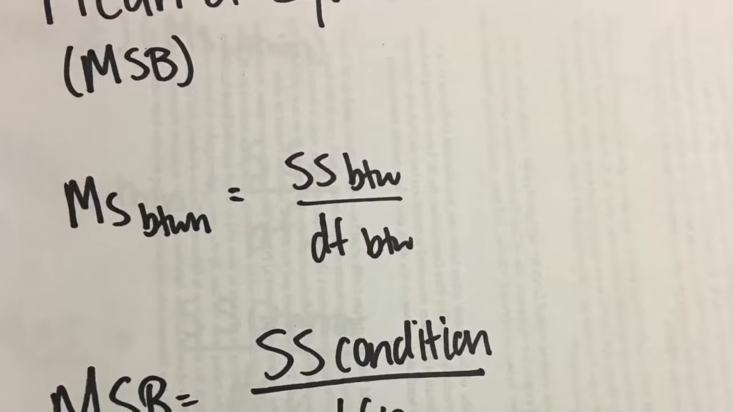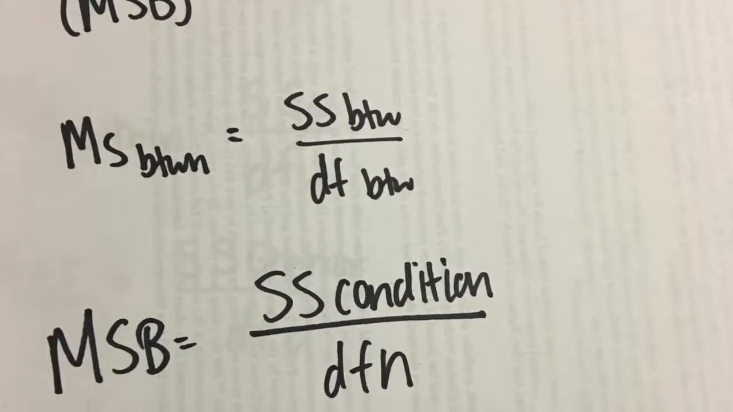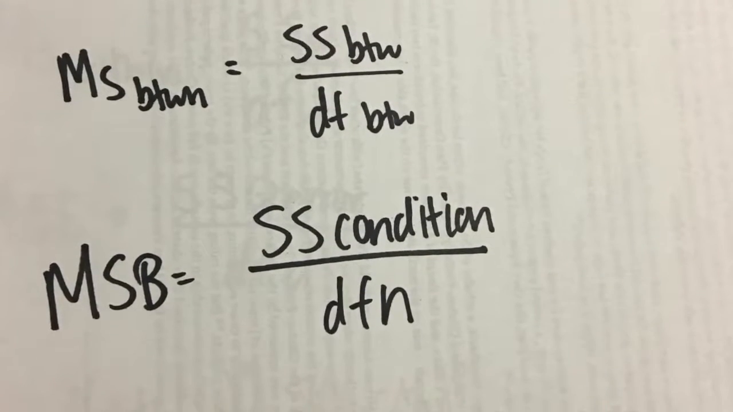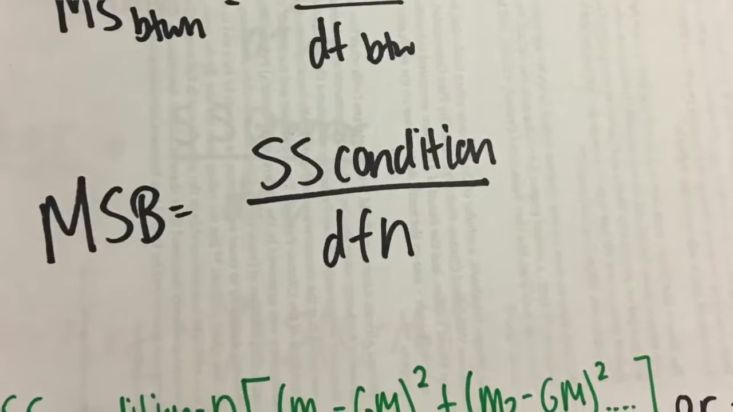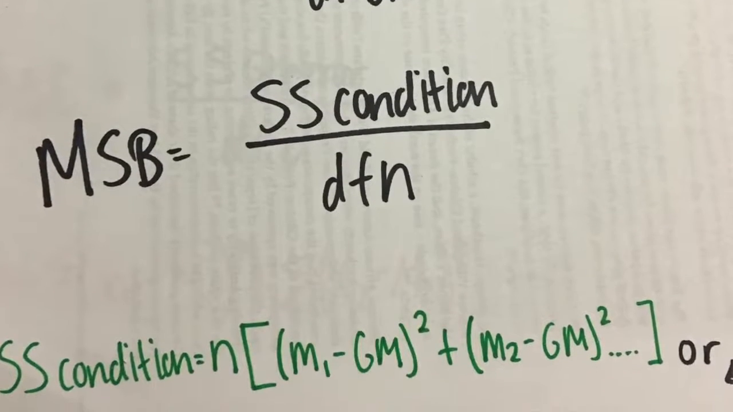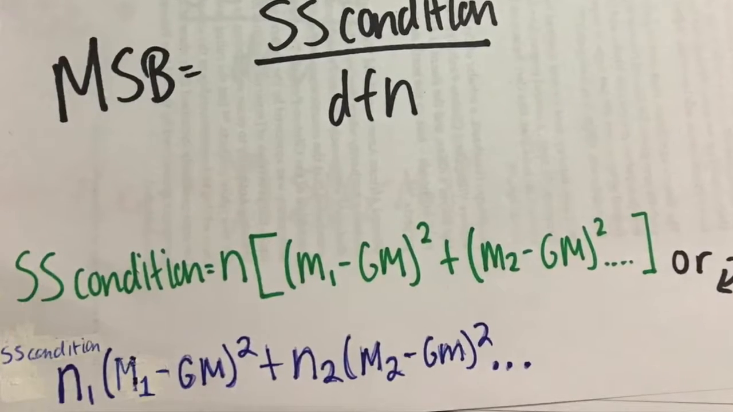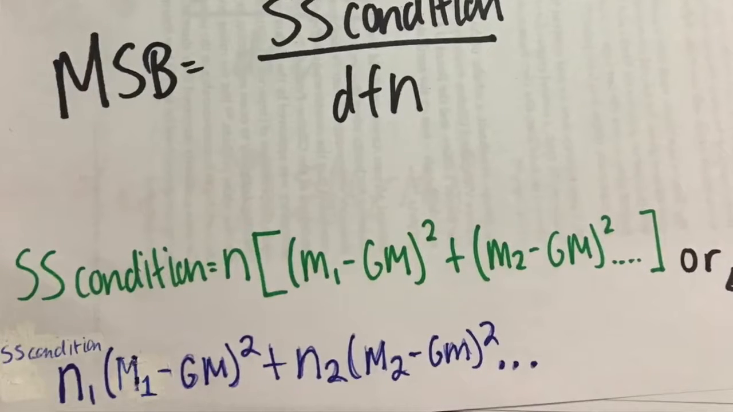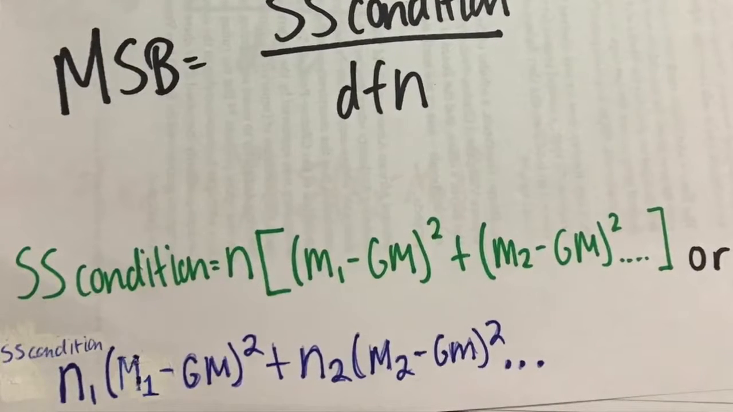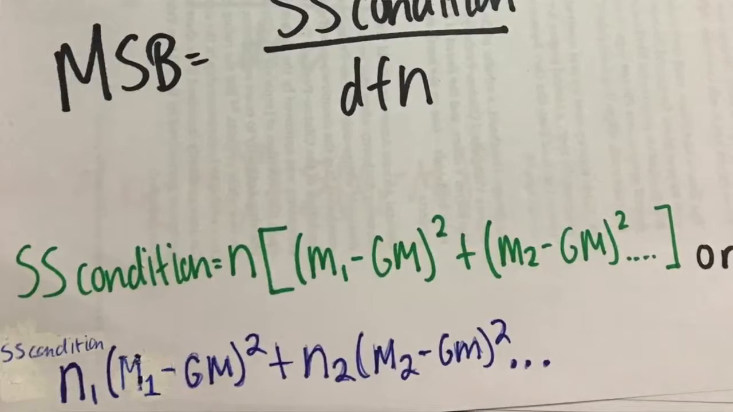Now I'm going to go into a little bit more specifics. Here is the equation for the mean of squares between, MSB. The top part is the sum of squares of condition, and the bottom part is the degrees of freedom. Now let's get a little bit more specific. These are the two formulas for the top part. The green one is used when the number of scores in each group is the same, and the blue one is used when the scores are not the same. So for the bottom part of the equation, the degrees of freedom, it is the number of groups minus 1.